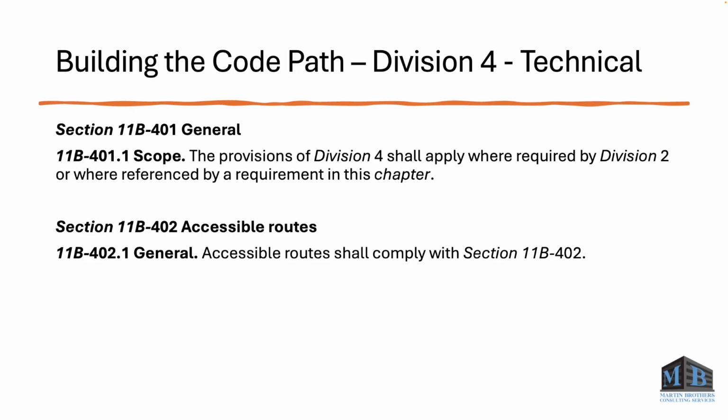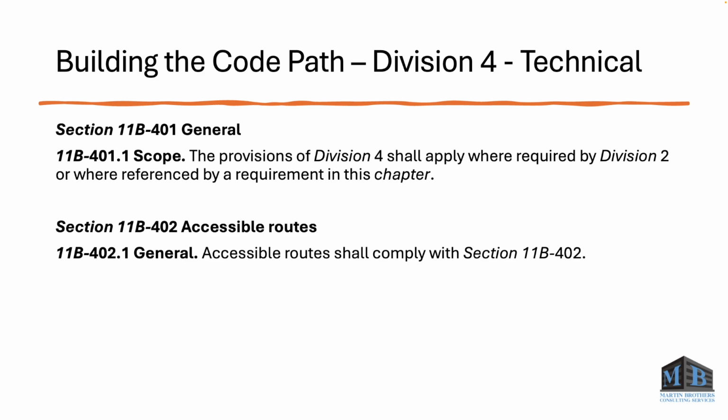Where are we putting these ramps? And now we're going to look at what are the actual requirements of the ramp. What are the technical requirements, the dimensions, the slopes, things like that. So 11B401 general starts with scoping. It has its own little scoping section. 11B401.1 scope. The provisions of Division 4 shall apply where required by Division 2 or where referenced by a requirement in this chapter.